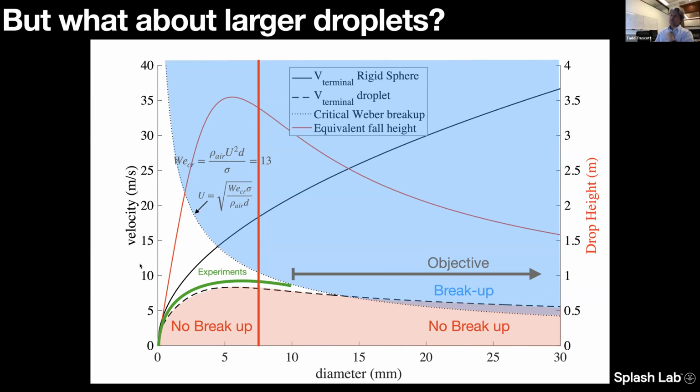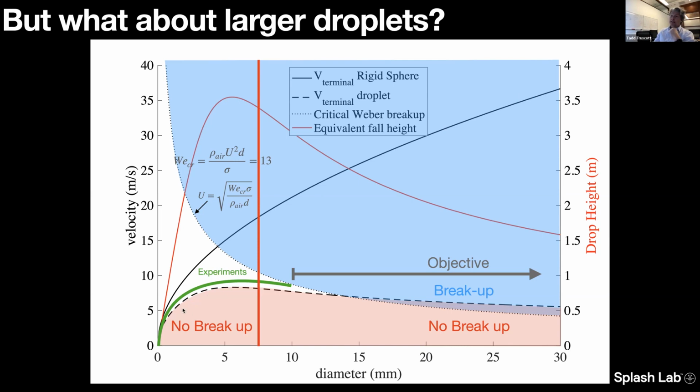But if we just focus on velocity for a minute, you see the dashed line here is what we would get for the terminal speed of a droplet if we allow it to grow and flatten, because they tend to flatten. If we didn't let it flatten and we assumed it was rigid, a sphere of the same density, we would get the black line. And this is not real.